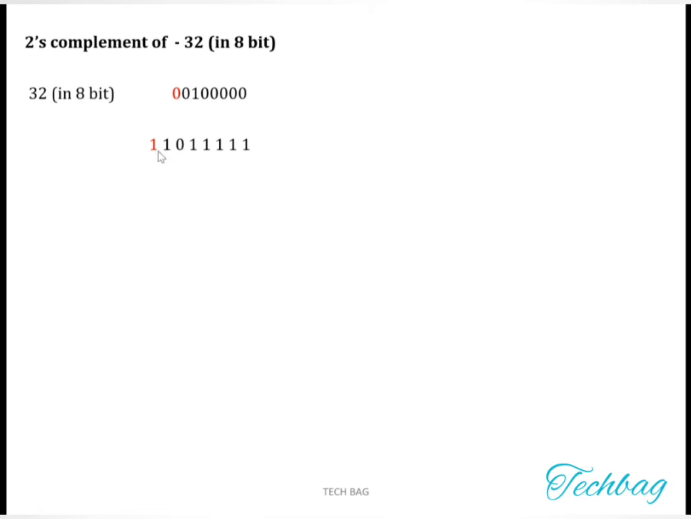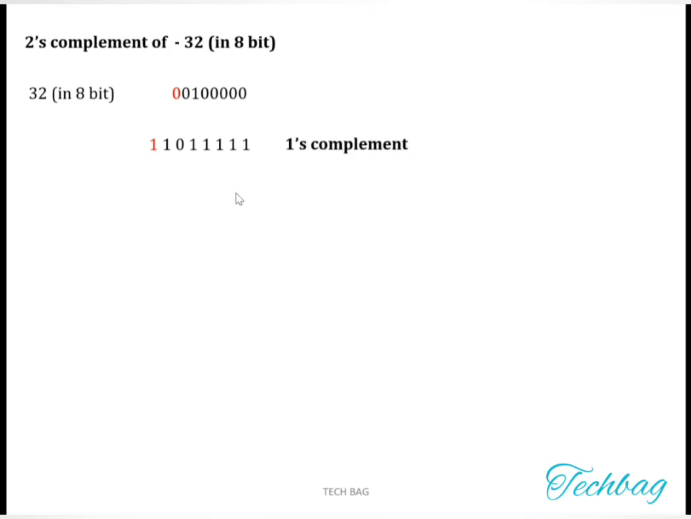Let us see one more example. Find the 2's complement of minus 32, and you should represent this number in 8 bits. So first you have to find 1's complement. To find the 1's complement, first write the equivalent positive number 0, 0, 1, 0, 0, 0, 0, 0. Next, to get the 1's complement, invert each bit. So you get 1, 1, 0, 1, 1, 1, 1, 1. This is the 1's complement representation of this minus 32.